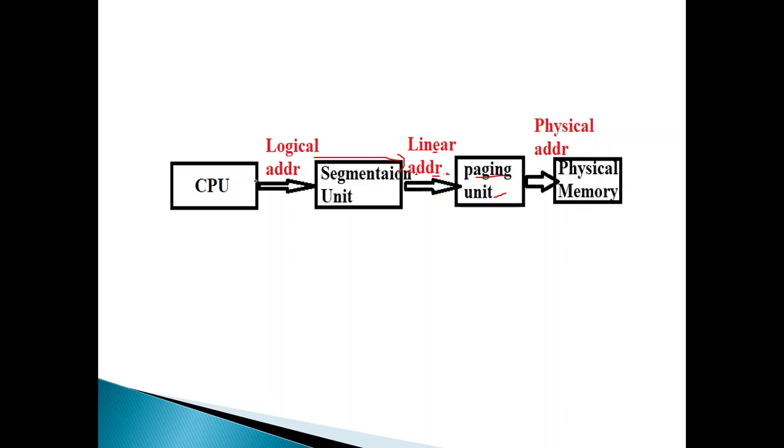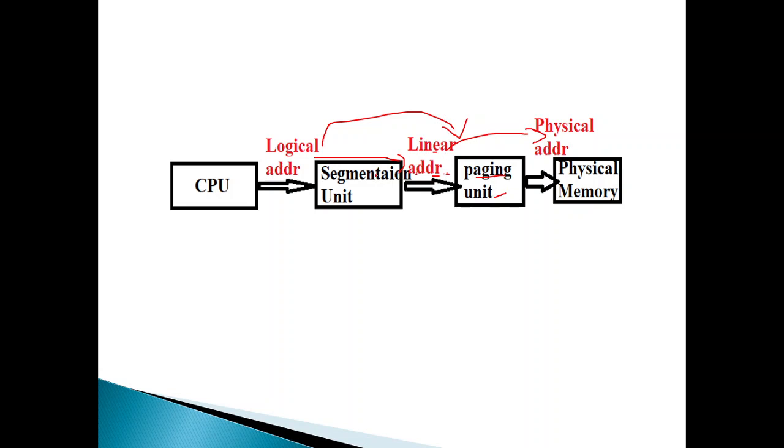The CPU forwards the logical address, then the segmentation unit forwards it to the paging unit. The paging unit converts the linear address, and at last the linear address is converted to the physical address. This is about segmentation with paging.